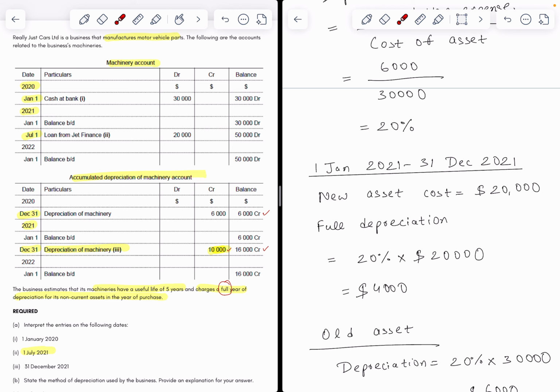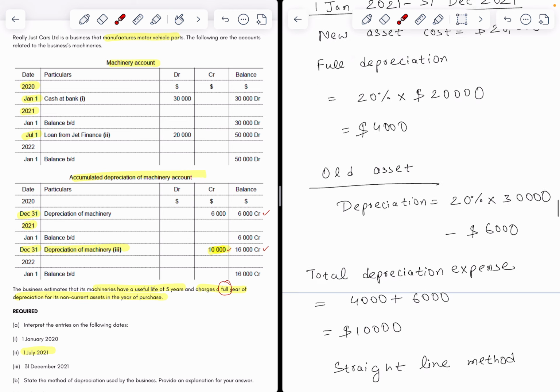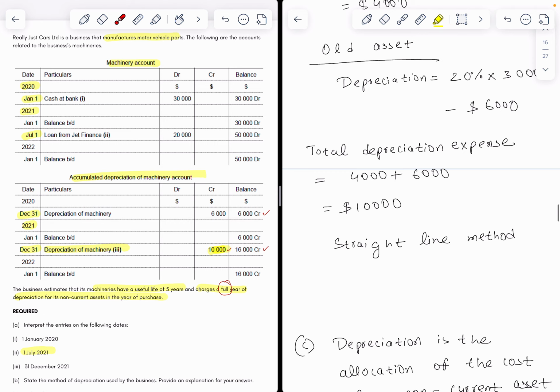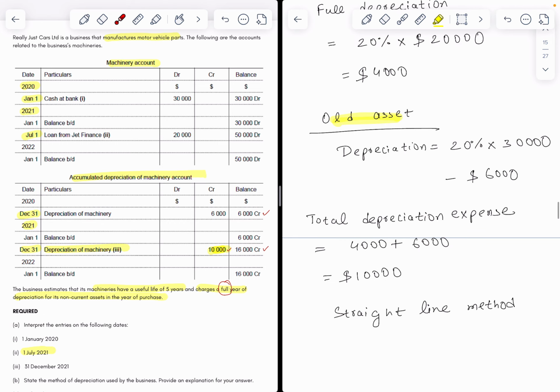Now, what about the old asset? So the old asset, we haven't sold it yet. Nowhere in the question does it specify that we have disposed or sold any asset. So we obviously know that the original cost of the old asset is $30,000. In the second year starting 1 Jan 2021 and ending 31 December 2021, we would be depreciating it fully at 20% and multiplying it with the original cost of 30 grand, which would give us $6,000.